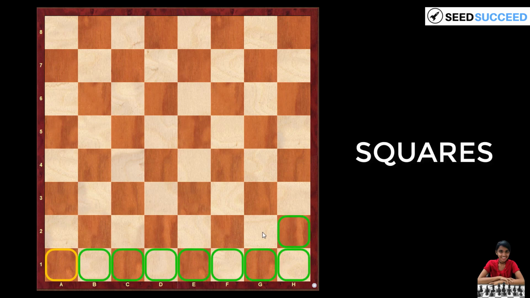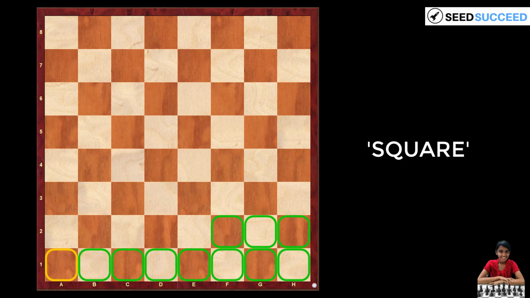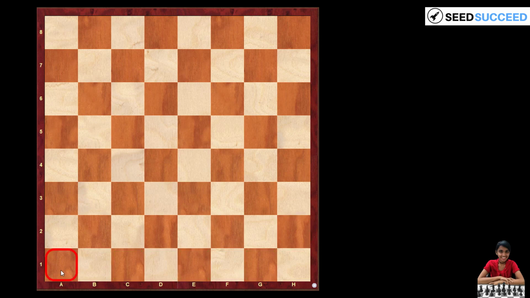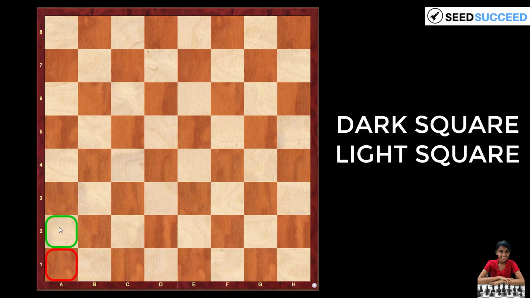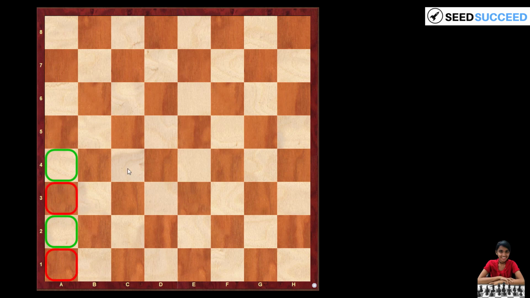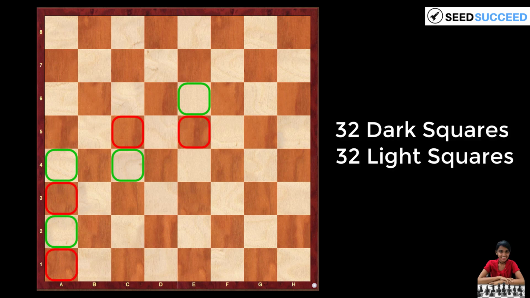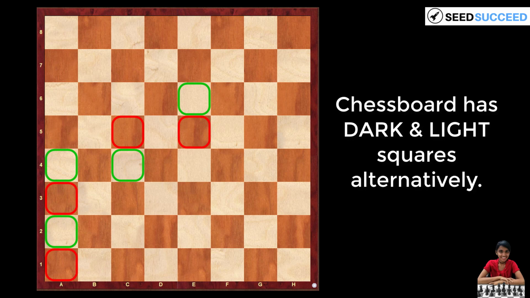Each one of them is called a square. This is a dark square. This is a light square. This is a dark square, light square. Light square, dark square. Dark square, light square. So a chessboard has 32 light squares and 32 dark squares, and these squares are placed alternately.